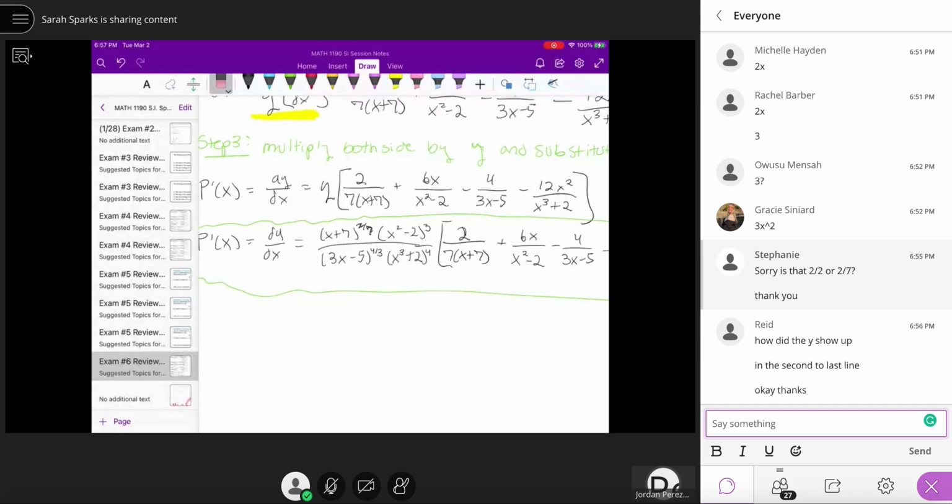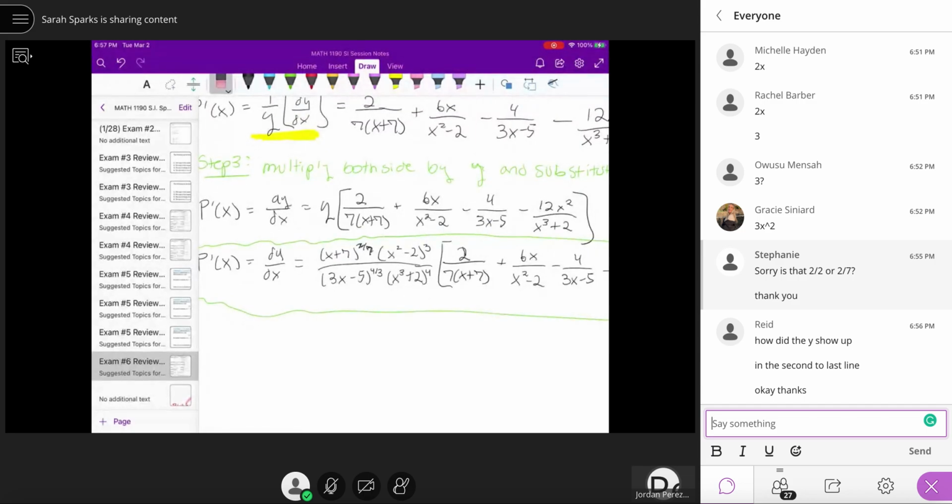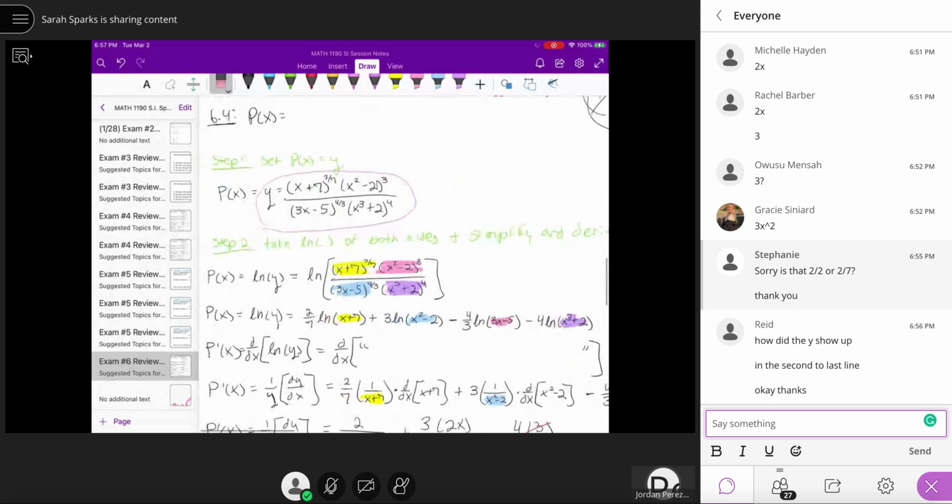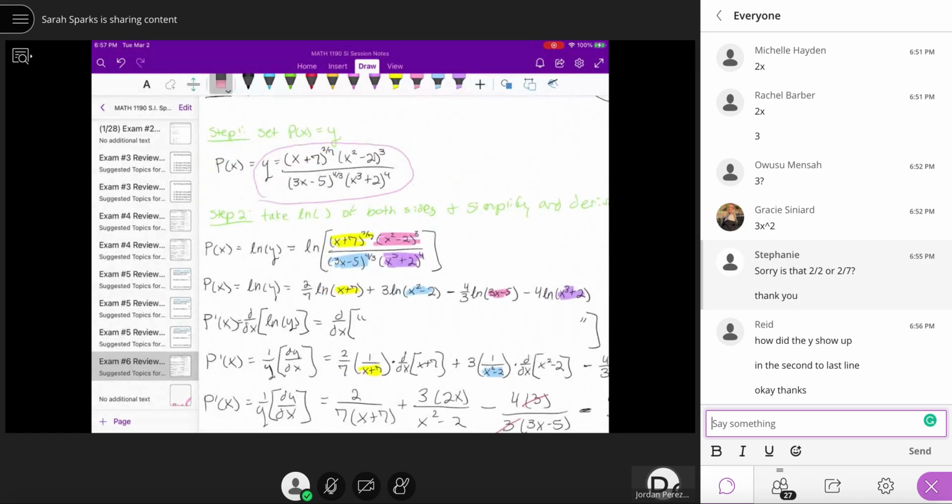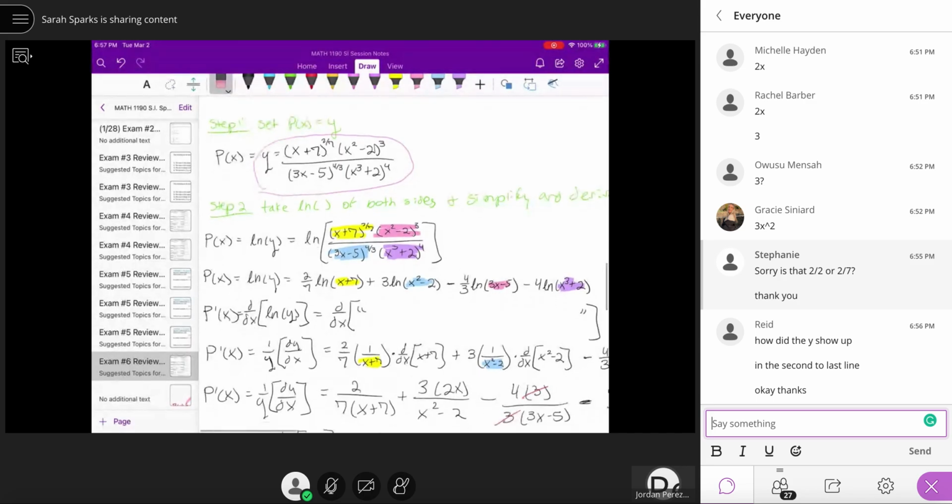I have a question on why in the beginning we subtracted the 4 over the 3x minus 5 and subtracted the 12. Why did we start subtracting? So for rules of natural logs, natural log of a divided by b is going to be natural log of a minus natural log of b. So that's why these two are negative, because they're in the denominator, so we have to subtract them. Oh, okay, that makes sense. Thank you. No problem.